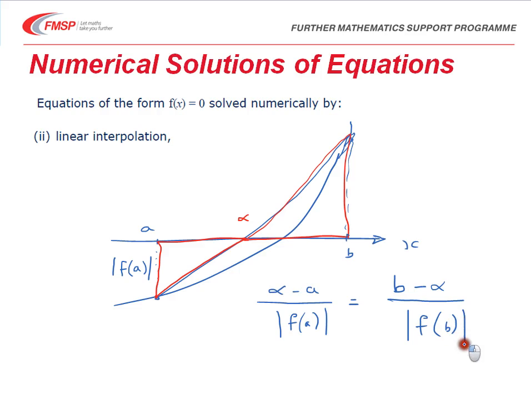The reason for the modulus there is you don't know, and the diagram is simply looking at a generic type of diagram. It depends on the function whether it is positive or negative. So that's linear interpolation.